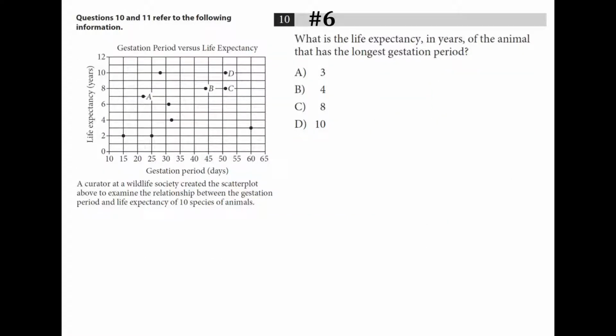Number 10. What is the life expectancy in years of the animal that has the longest gestation period? The gestation period is here along the x-axis, so we're looking for the dot that is farthest to the right, and it's right here. The question is, what's the life expectancy? So all we have to do is trace this back over to the y-axis, and we see that it's 3.